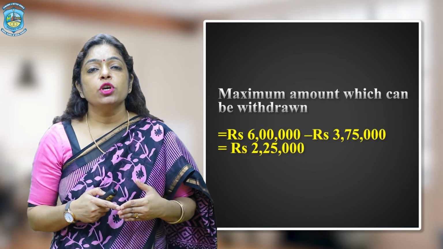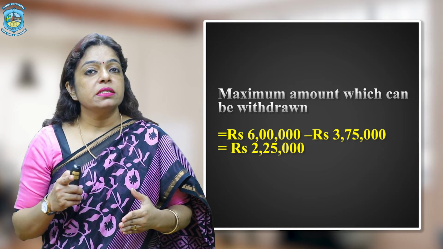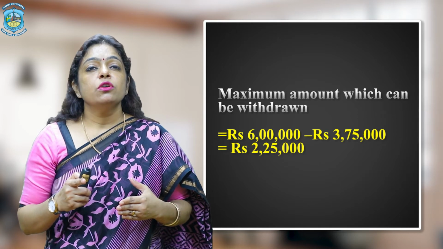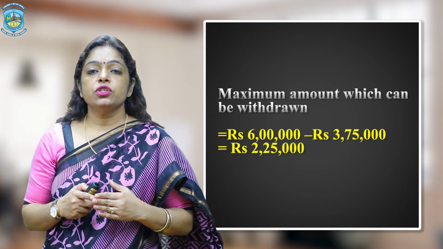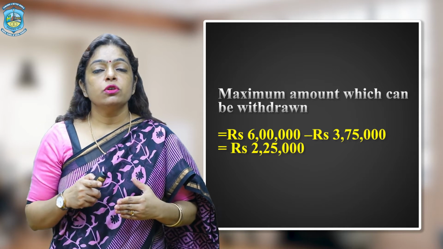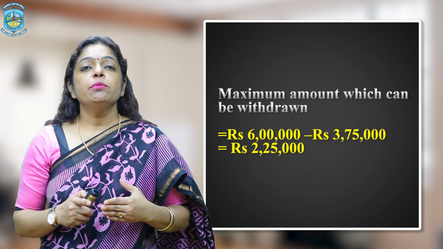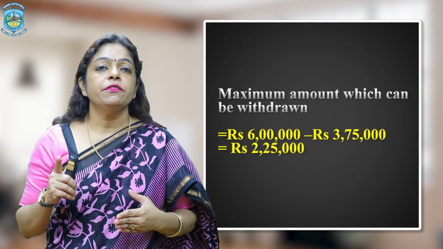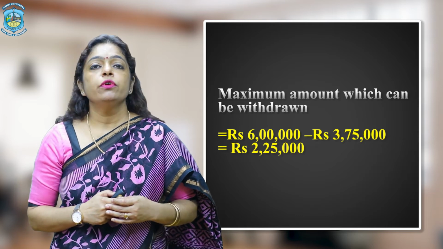So the maximum amount which can be withdrawn is rupees 6 lakhs minus 3,75,000, so the amount that can be withdrawn is rupees 2,25,000. Out of these three conditions, we have seen the amount that we had to withdraw was 2,20,000. So 2,20,000 can be withdrawn because the balance available with us is 2,25,000. Out of 2,25,000, we can withdraw the amount of 2,20,000.